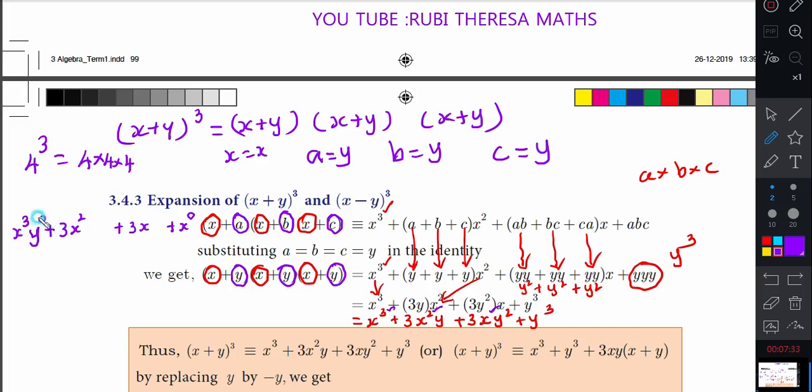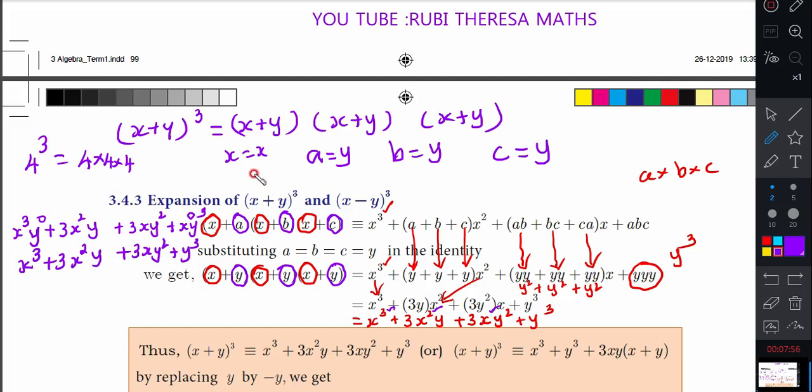Y to the power of 0. Next to y to the power of 1. Next to y squared. Next one is what? Y cube. This is nothing but x cube plus 3x squared y plus 3xy squared plus y cube. Understand? This is nothing but x plus y the whole cube.